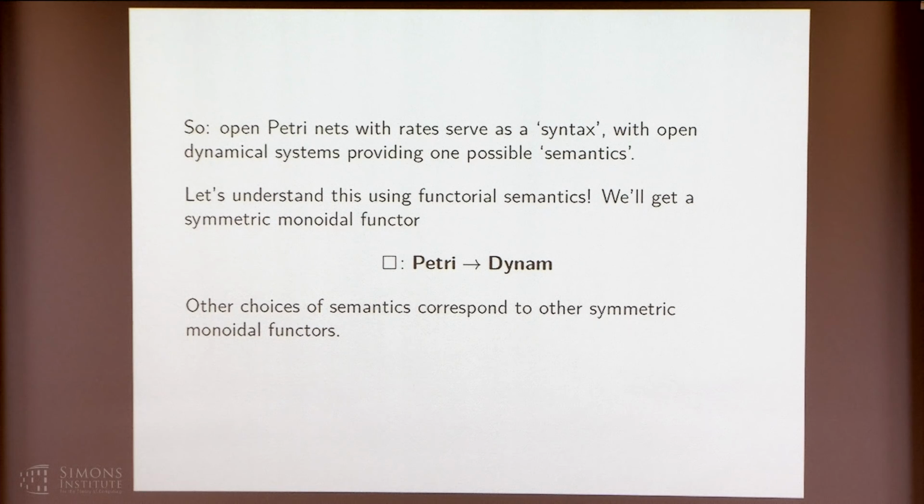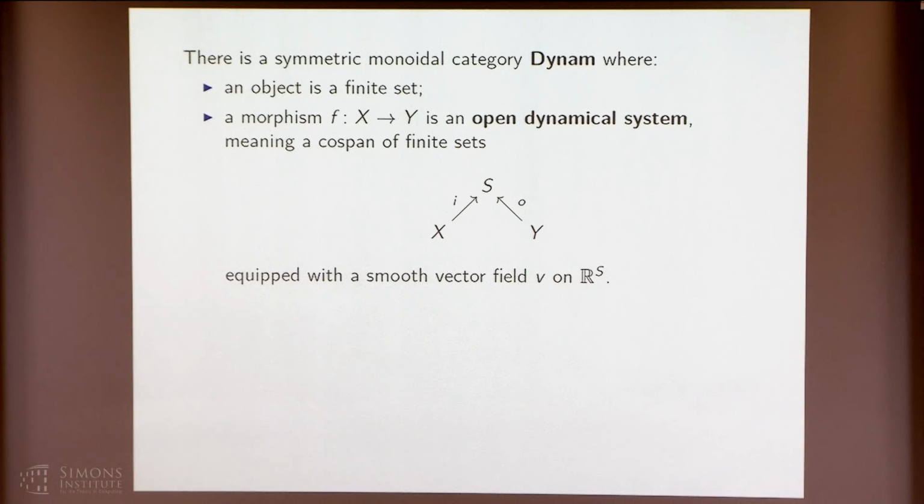Now, computer scientists like to think about Petri nets in different ways. They don't usually write down differential equations from them. So they would be looking at some other choice of semantics, and I claim that would give you some other symmetric monoidal functor to some other category. But I'll just think about this one semantics here. So what is this category of open dynamical systems? Well, it'll be a category where an object is a finite set and a morphism is an open dynamical system. What that will mean for me is it's a cospan of finite sets.